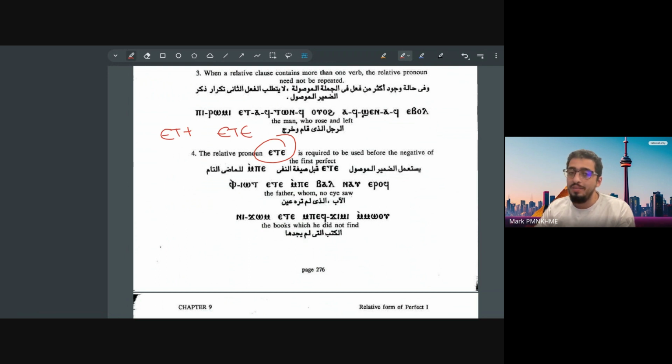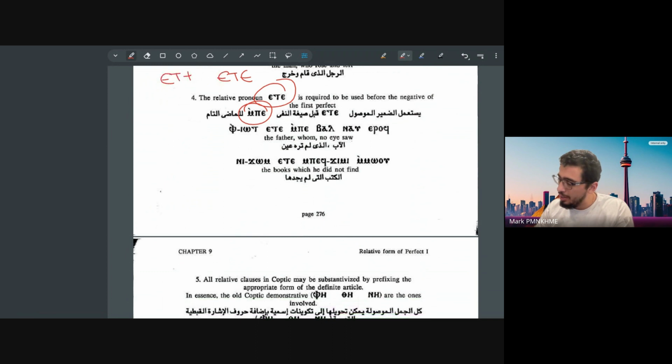Similarly, when you have negation of the past that starts with mp, you can't put et next to it. Remember, we discussed this together: when do we put spaces between the words? So if you have mp, you have to put the full form of et. You don't say et mp, you just say ete mp. So if you want to say, this is the book which he didn't find them. So the books which he didn't find them.